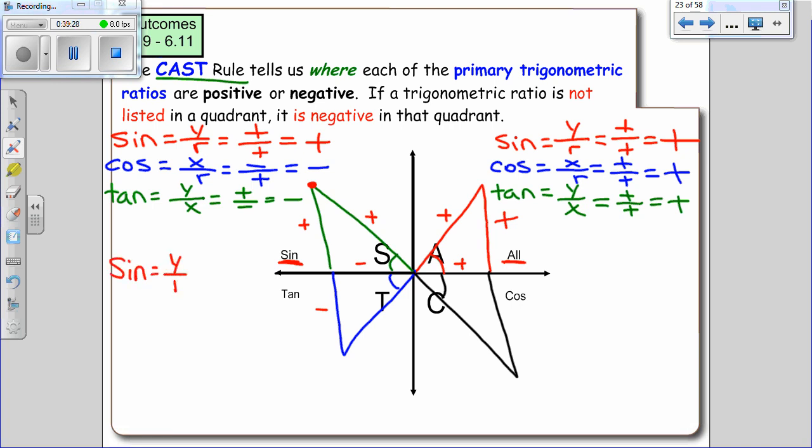My cos would be x over r. That's negative divided by a positive. That's negative overall. And tan is y over x, which is negative divided by a negative.